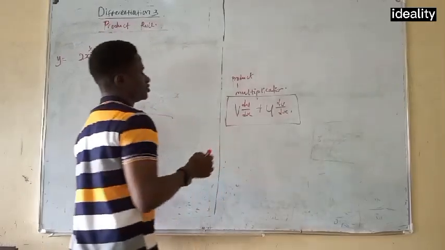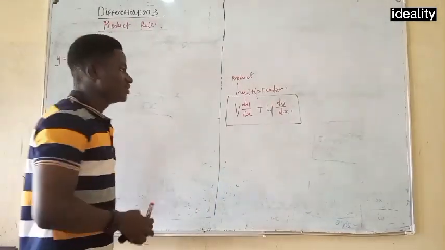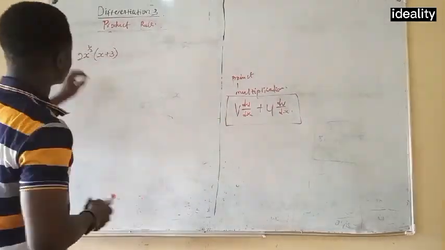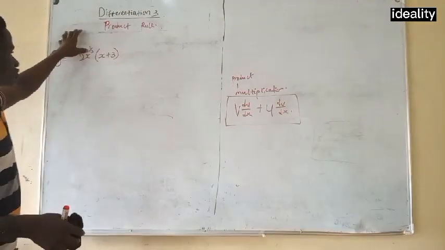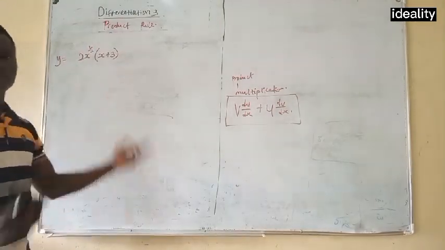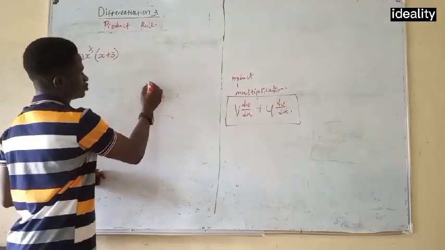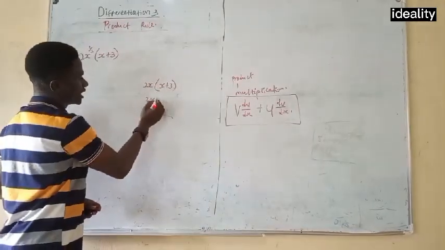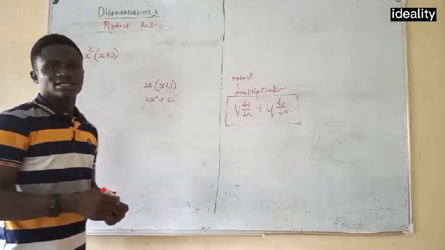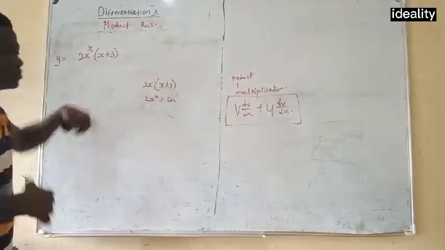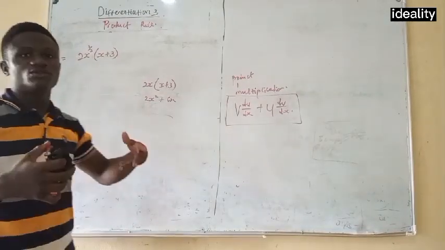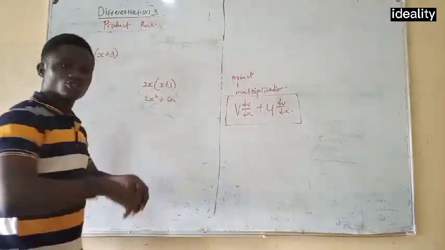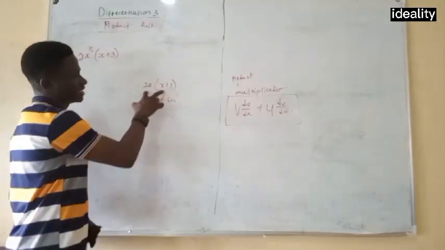v du dx plus u dv dx. This is the product rule whenever we have multiplications. Look at this question: we have 2x raised to the power 1 over 2, multiplied by x plus 3. If you had something like 2x open bracket x plus 3, we can easily expand. We just have 2x squared plus 6x and we differentiate. But in this situation, you cannot differentiate. Why? Because to expand will give you issues, because this one has a power of 1 over 2. It is best to just use product rule in a situation like this.